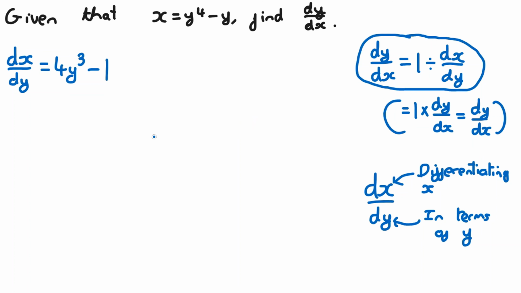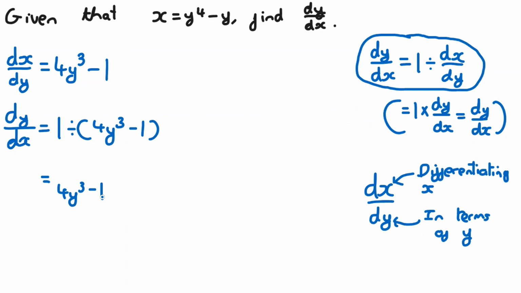So therefore we can say that as dy over dx is equal to 1 divided by dx over dy, dy over dx in this instance is equal to 1 divided by dx over dy, which is 4y cubed minus 1. And we can rewrite this as 1 over 4y cubed minus 1. So dy over dx is equal to 1 over 4y cubed minus 1.